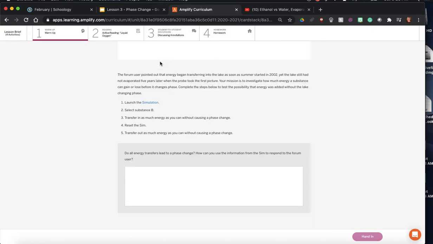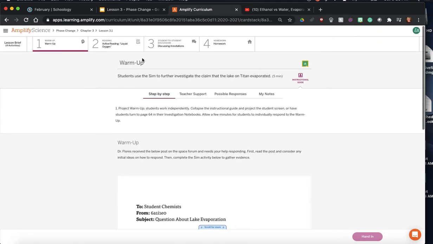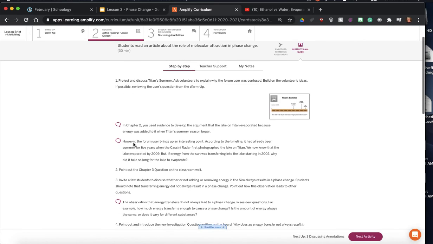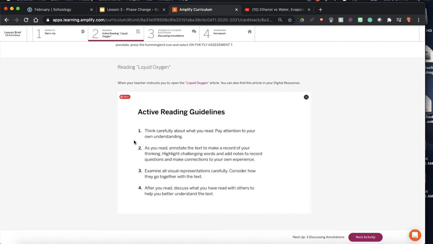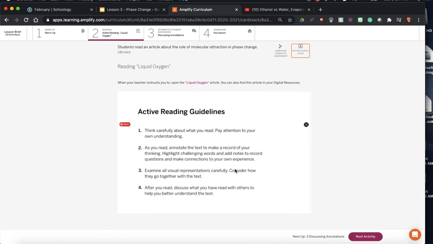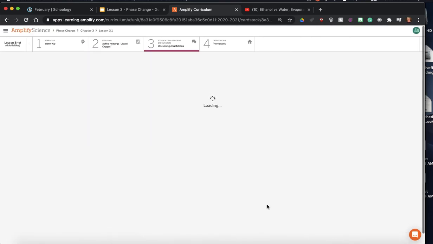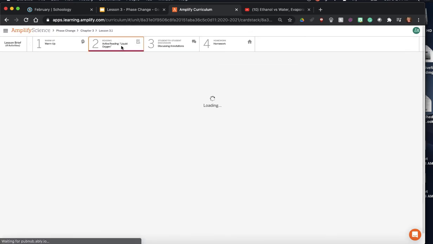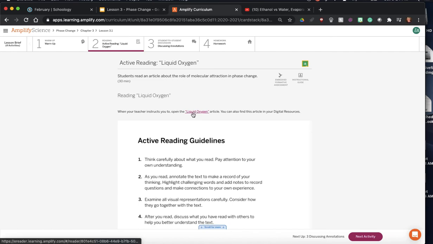If you guys go into your Amplify curriculum, and you're right here, you're in Chapter 3, Lesson 1. It's Activity 2, and it's active reading liquid oxygen. So you're going to read this article. I think it's about 4 pages. It's a little bit long. Here's the link to it.